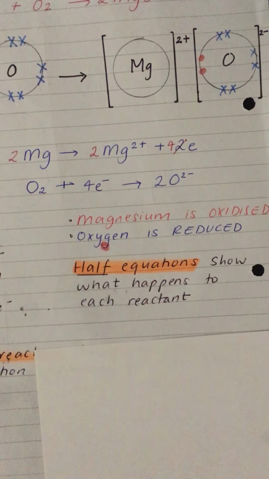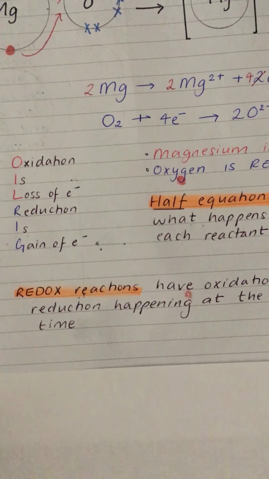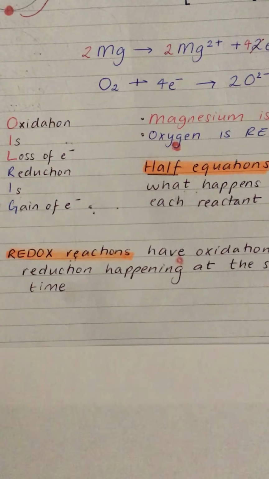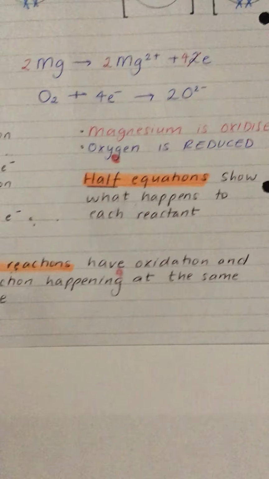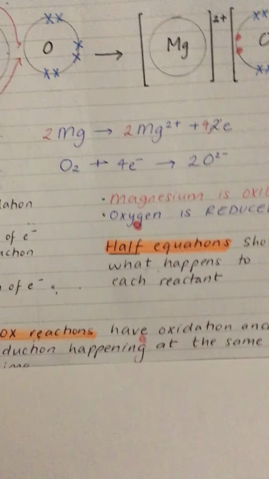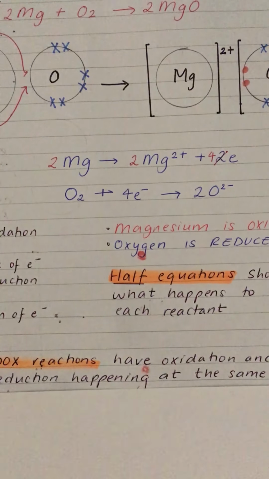Now when both oxidation and reduction happen in the same reaction, we call that reaction a redox reaction. You might want to take a note of this definition. Redox reactions have oxidation and reduction happening at the same time. So this, for example, would be a redox reaction.